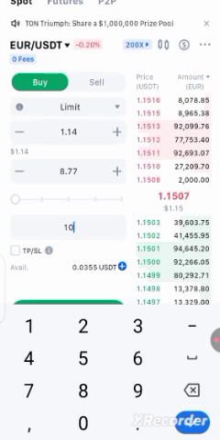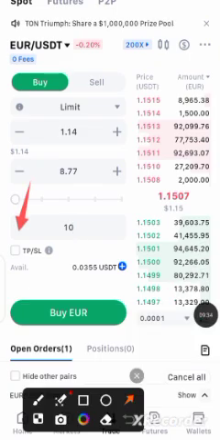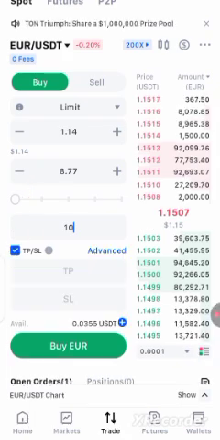Okay, now the next thing I'm going to do is set my stop loss and my take profit, so even if I'm not online, it will take charge of this trade for me. Now this is where you can find that. So I'm going to click on that box right now. I'm going to click on this box.